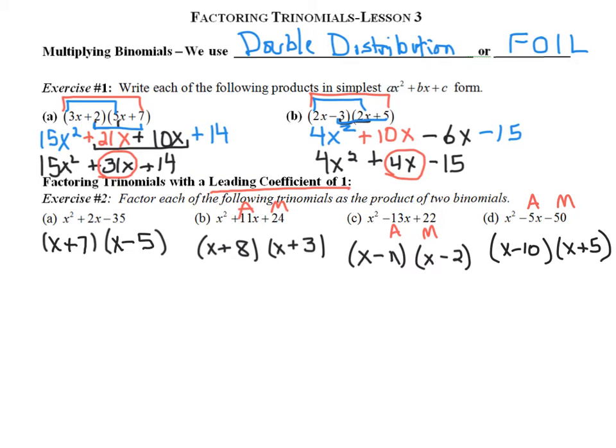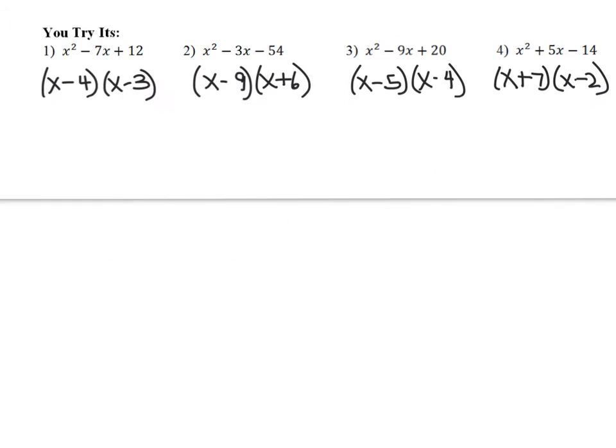Now I'd like you to go ahead and try the 4 you try it problems, like we did in these examples, and come back and check your answers when you're done. Please check your answers with those that I've written above. In each case, notice that I want to add to get the middle number and multiply to get the last number. If you have any questions about this, please come in and ask.